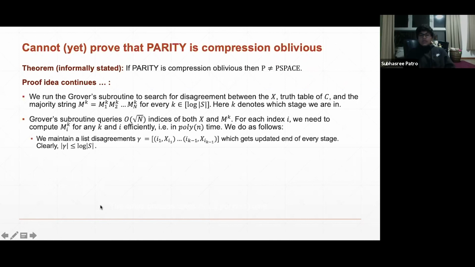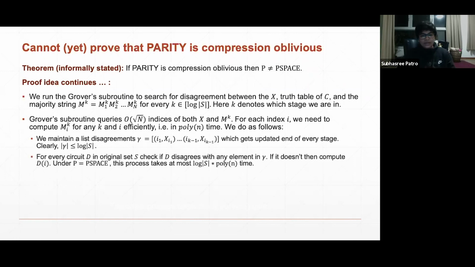So what do we do? In this case, we maintain a list of disagreements. What is the list of disagreements? If we are at the kth stage of this algorithm, that means we have already found k minus 1 disagreements between x and m, where m was updated at every stage. Given that this number of disagreements is not going to be more than log s, this list is not going to be too large, and we have that much space, and that much time as well, to compute this.